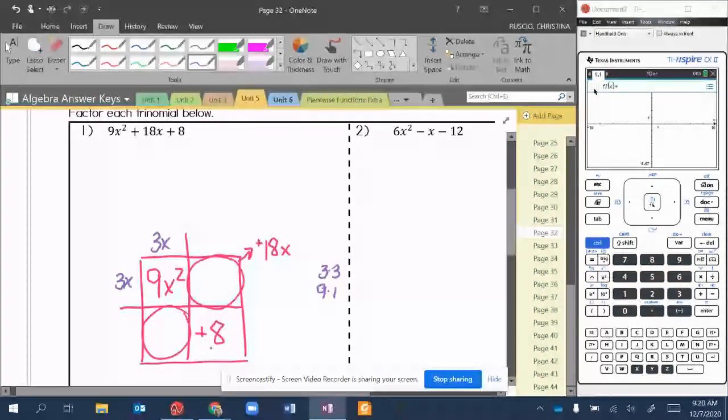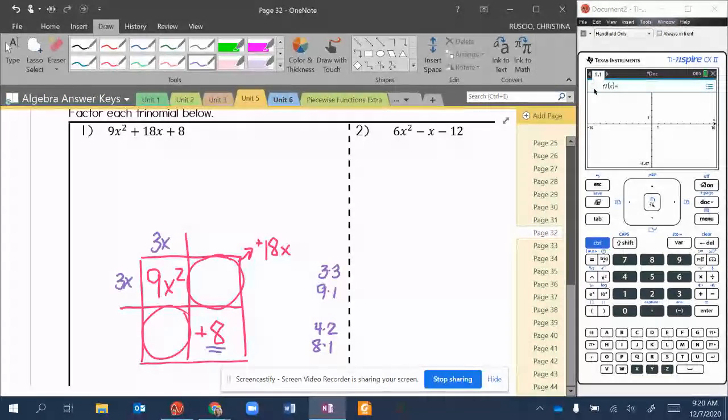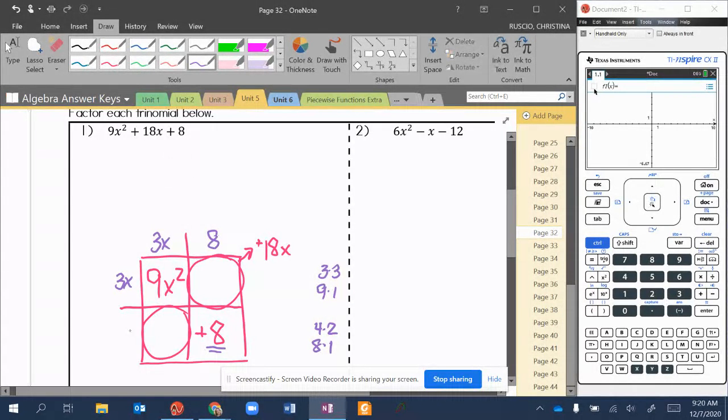Then I'm going to think of numbers that multiply to 8. So I have 4 times 2, and I have 8 times 1. Now, great news for us is we're dealing with all positive numbers, so I don't have to worry about the negatives. So that helps eliminate a lot of different possibilities for me. So I guess I'm going to try 8 and 1 first. Okay, so 3x times 1 is 3x. 3x times 8 is 24x. Oh, that's not going to get me to 18x.